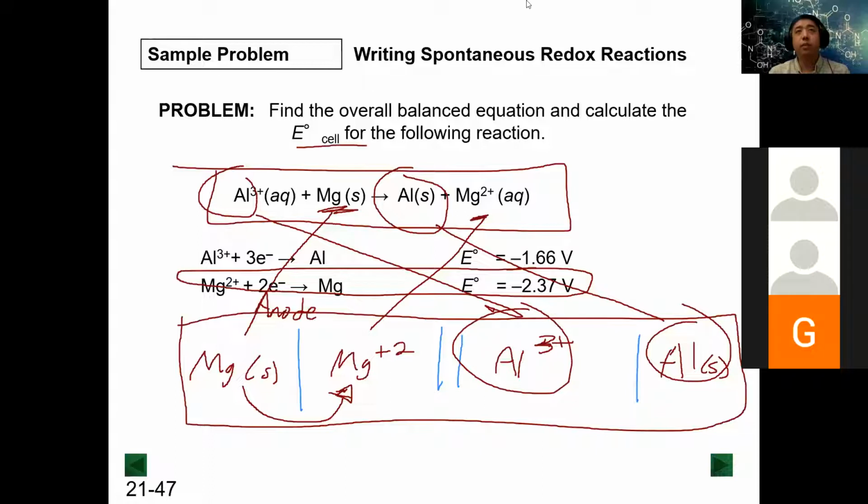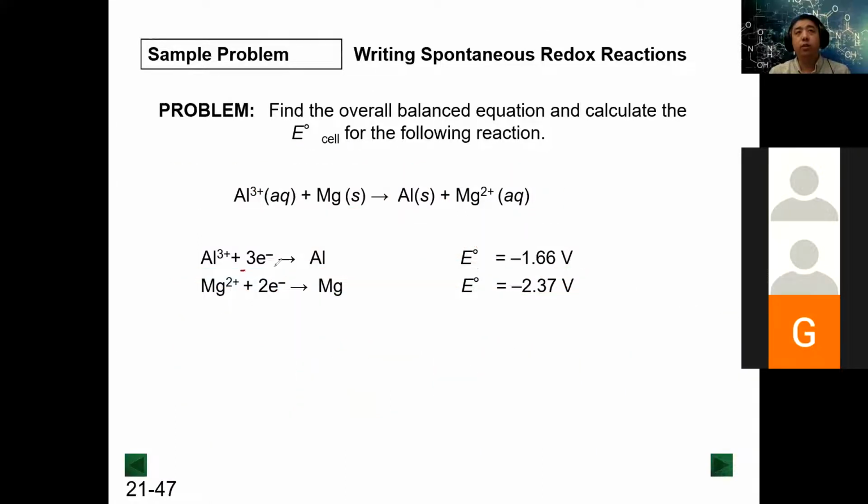We already found the E cell, we need to balance the equation. So if I look here, there's 3 electrons being transferred, 2 electrons being transferred. So I go ahead and simply multiply this by 2, this by 3. So every one of these should have these numbers in front of it, so that my overall balanced equation makes sense. The electrons being transferred is equal to 6 on both sides. Any questions?